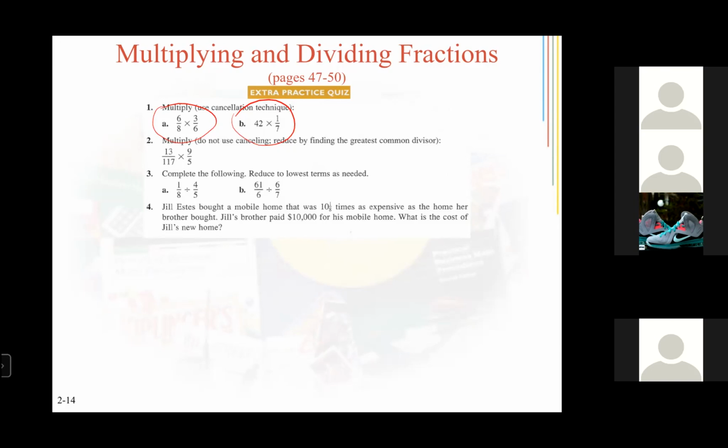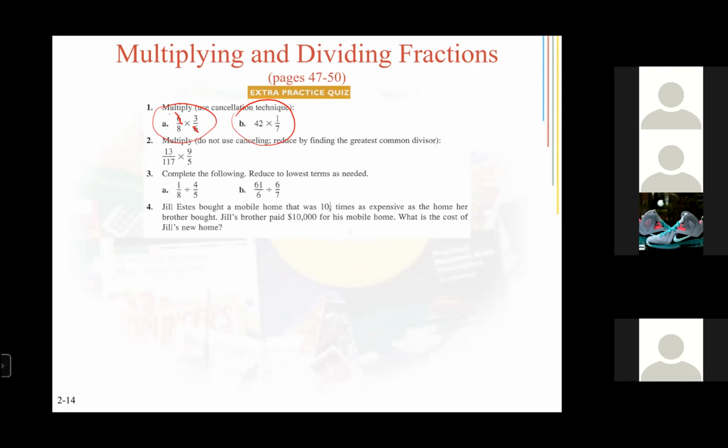3/8. 3/8. That's what I was going to say. I don't know if it's right. Okay, so you cancel out the 6. And 3 ones 3 and 8 ones 8. Okay, what about the second one?